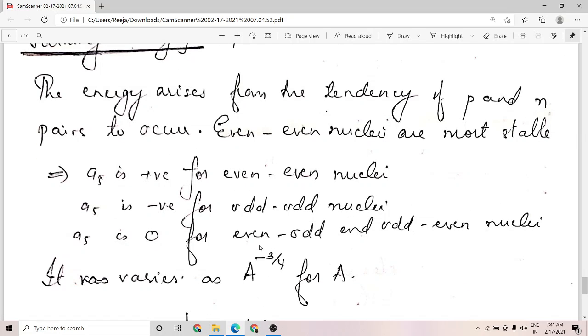And this term varies as A raised to minus 3 by 4. So pairing energy E_P is equal to plus, minus or 0, A5 into A raised to minus 3 by 4. So pairing energy varies according to A raised to minus 3 by 4, but it will be positive, negative or 0 depending on whether your nucleus is even-even, odd-odd or even-odd or odd-even. So this term will be positive if it is even, negative if it is odd, and it will be 0, so the term cancels off if it is even-odd or odd-even nuclei.